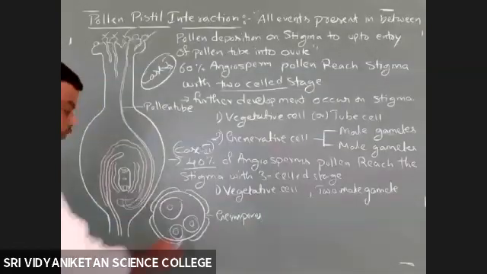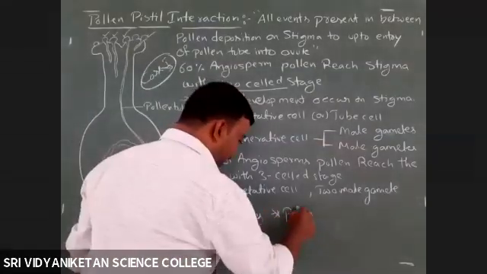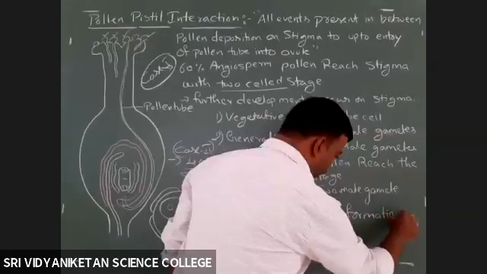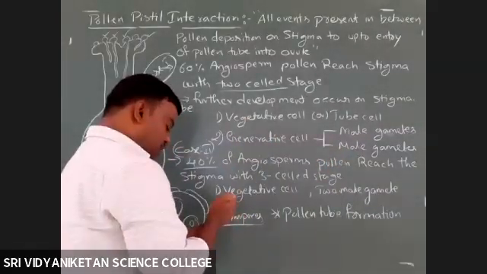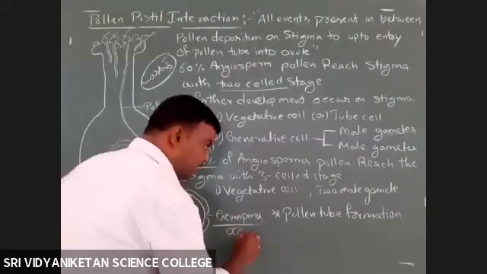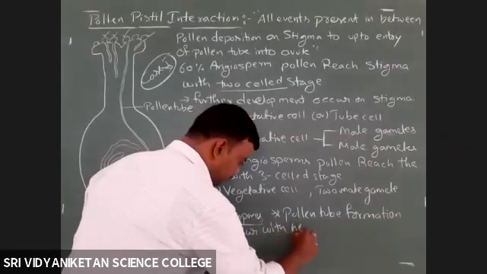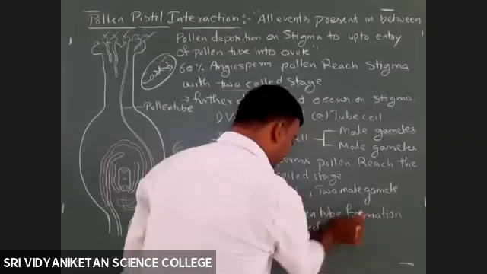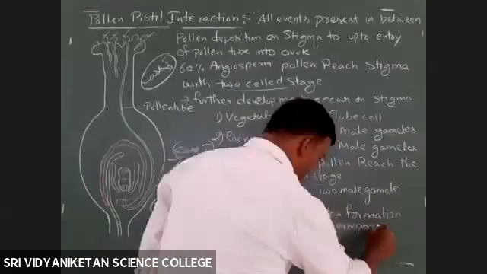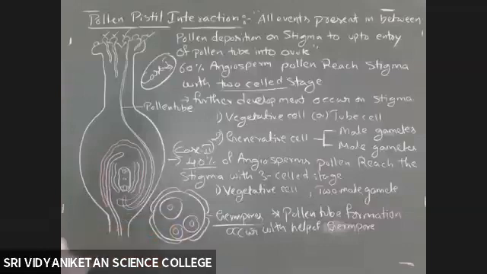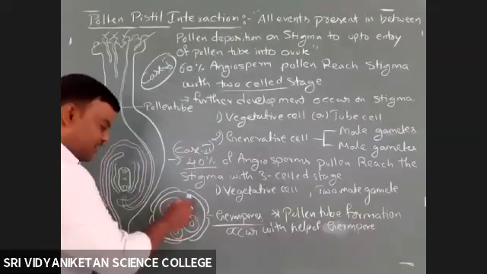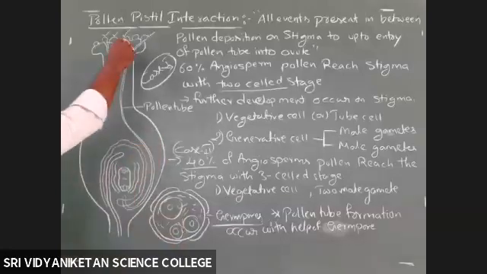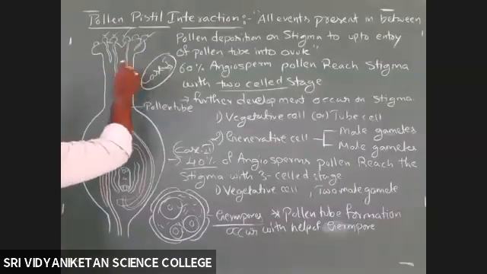Okay, right. So pollen tube formation occurs with the help of the germpore. Whenever the pollen tube is formed, the vegetative cell, the two male gametes, and all the cytoplasmic content of the pollen grain enter into the pollen tube, and this pollen tube grows through the style.